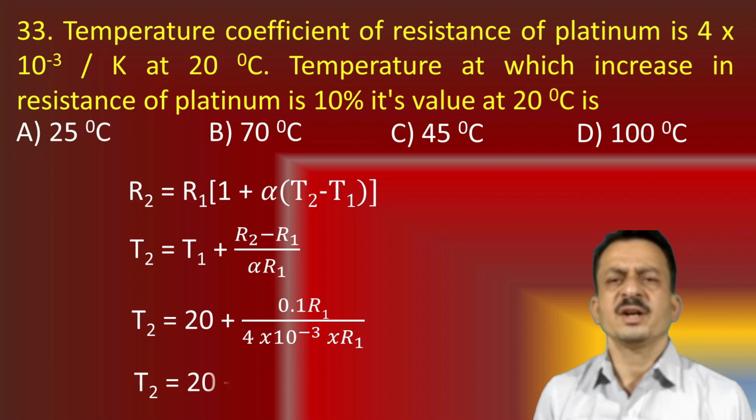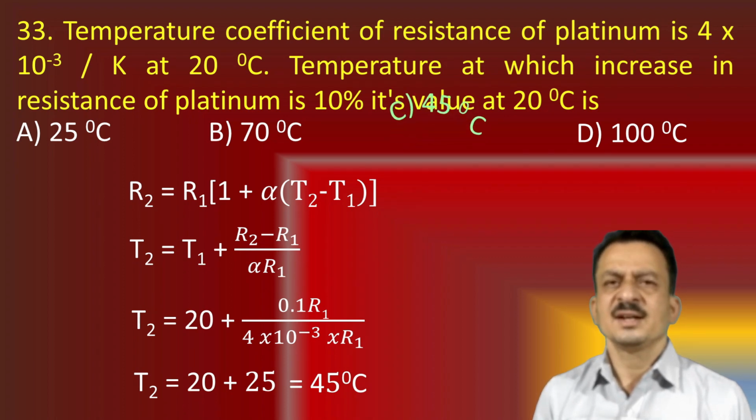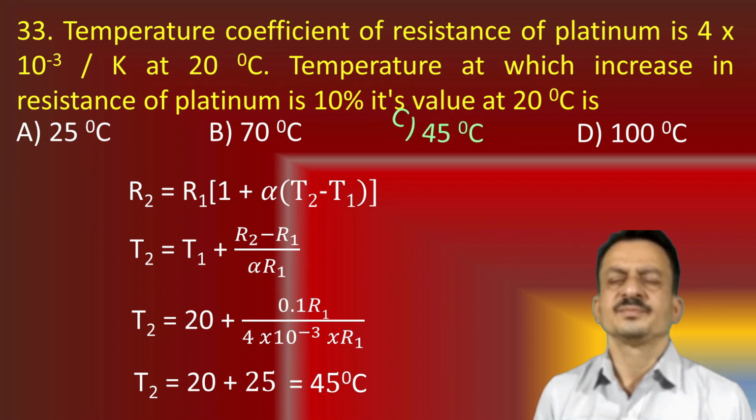25 plus 20, it is 45. Therefore, the temperature is 45 degrees Celsius. C is the right answer here. Move on to the next problem.